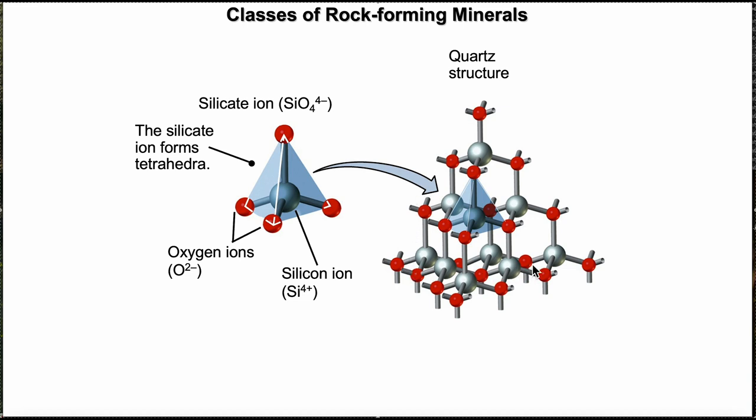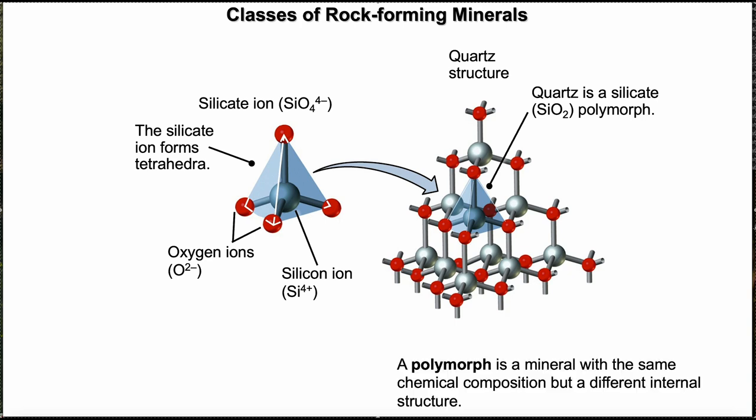When you put these together in a three-dimensional structure, in this case the quartz structure, you get a tetrahedron linked by oxygens to adjacent tetrahedra. Adjacent tetrahedra, tetrahedra below, all adjacent tetrahedra are linked in the same way. This results in a pure, relatively hard mineral. This is quartz. It's a silicate or SiO2 polymorph.